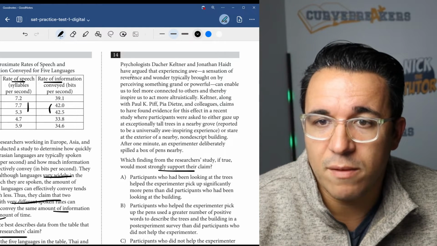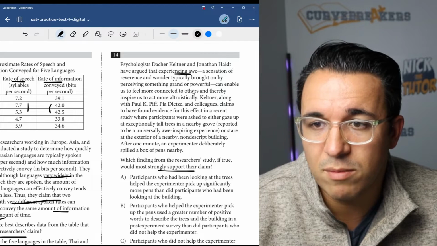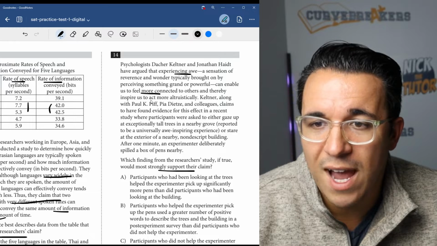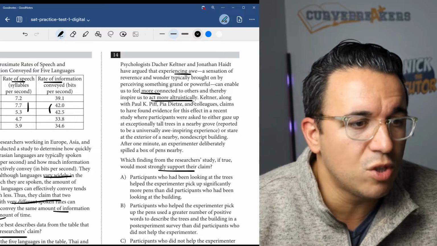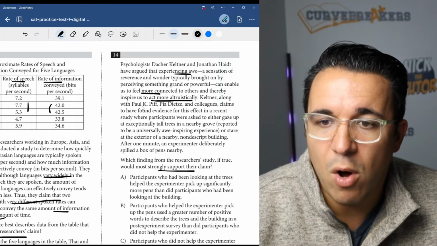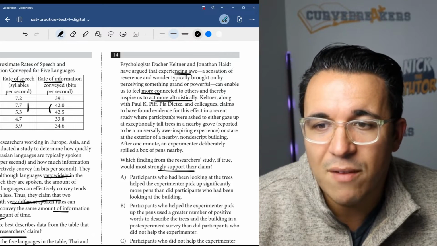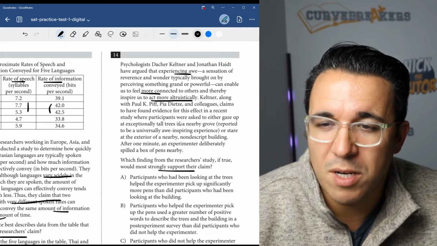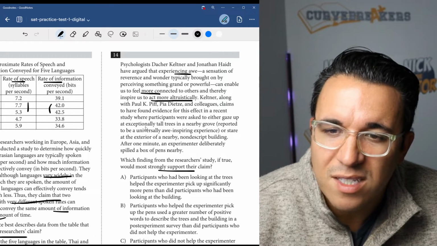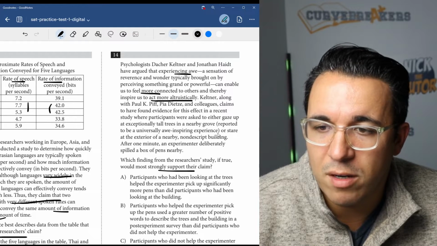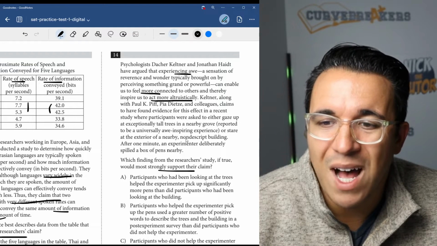Those psychologists have argued that experiencing awe, a sensation of reverence and wonder brought on by perceiving something grand or powerful, can enable us to feel more connected to others and thereby inspire us to act more altruistically, so do charitable things. Kettner, along with Paul K. Pia Dietz and colleagues, claims that they have found evidence for this effect in a recent study where participants were asked either to gaze up at exceptionally tall trees in a nearby grove, reported to be a universally awe-inspiring experience, or stare at the exterior of nearby nondescript buildings.